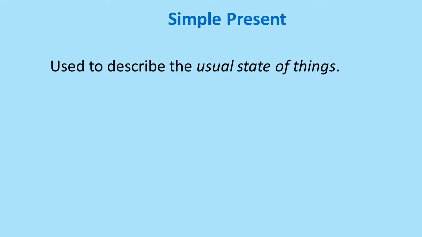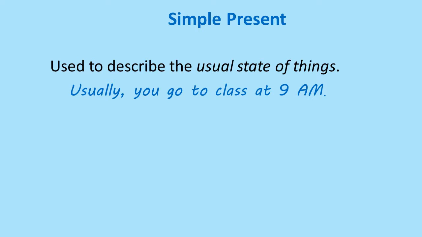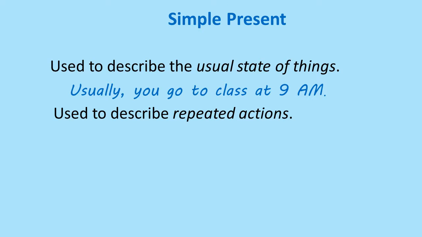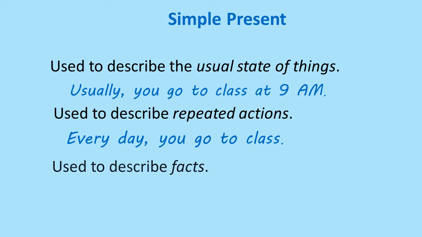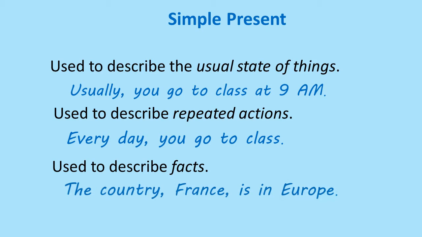The simple present is used to describe the usual state of things. So for instance, usually you go to class at 9 a.m. Or it's also used to describe repeated actions. So for instance, every day you go to class. The simple present is also used to describe facts. For instance, the country France is in Europe.